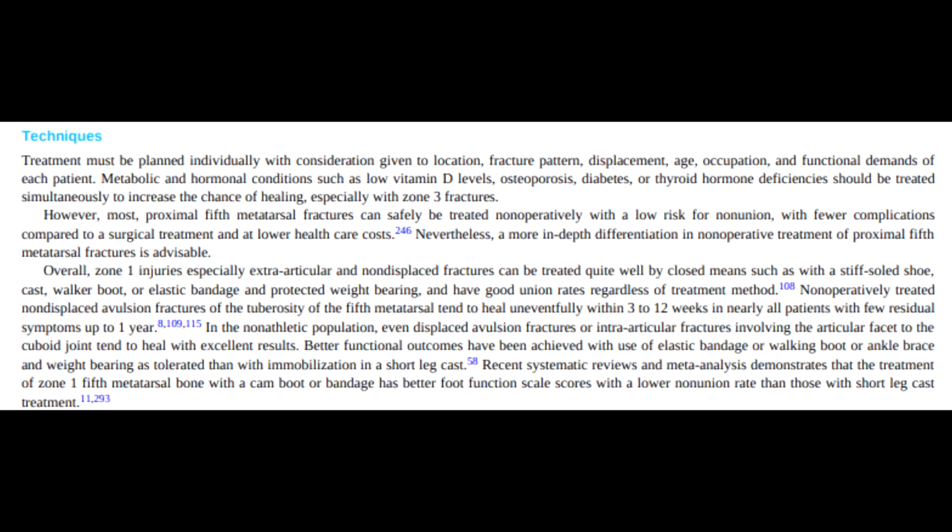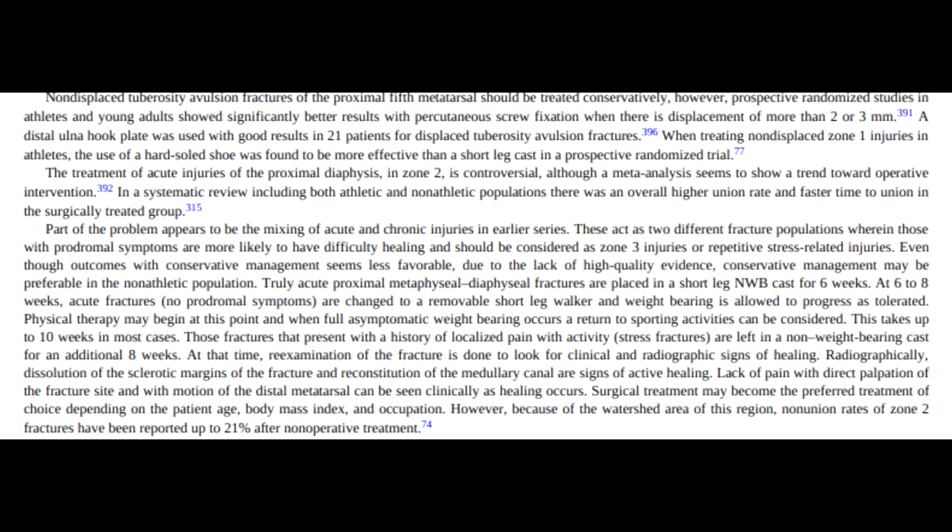For athletes and young high-demand patients with avulsion fractures of the tuberosity, we still often start conservatively, but some prospective randomized studies suggest that percutaneous screw fixation gives better results when displacement is more than about 2 to 3 millimeters. Other options, like a distal ulna hook plate, have also been used. Interestingly, even for non-displaced Zone 1 injuries in athletes, a hard-soled shoe has been shown to be more effective than a short leg cast in a prospective trial.